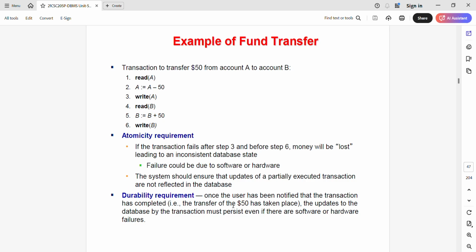Durability means once a user has been notified that the transaction has been completed, the updates to the database by the transaction must persist even if there are software or hardware failures. Suppose we get a message that the transaction has completed, then the updates to the database by the transaction must persist. Even if any hardware or software failure occurs, the update should be done in the database by the transaction. This is durability.